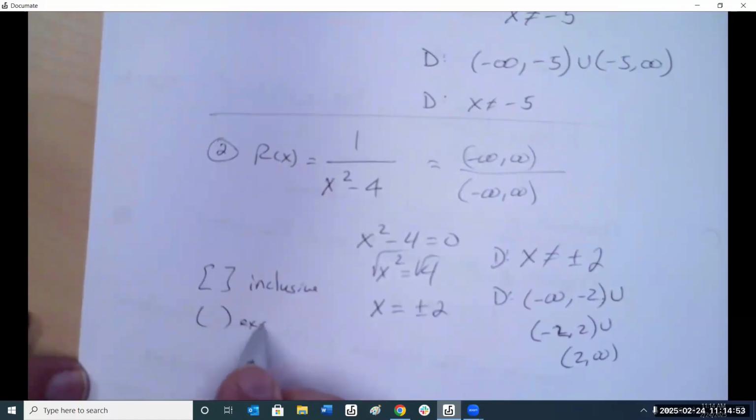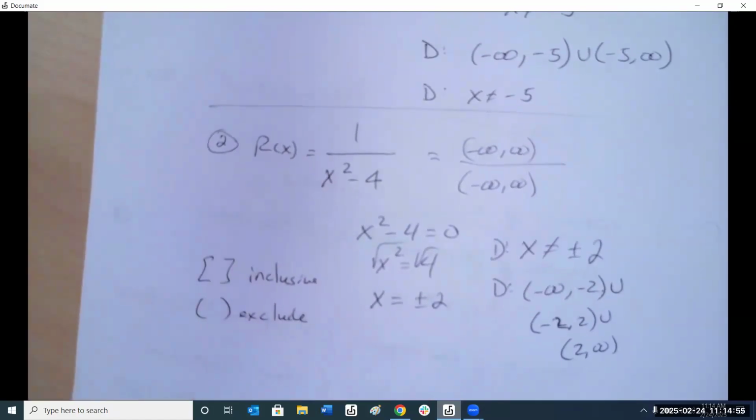Parentheses is exclusive. You can get infinitely close to -2, yes. And that's going to be an important concept when you get to calculus, because even though the function doesn't exist there, we can get infinitely close to it, and it may approach a value.